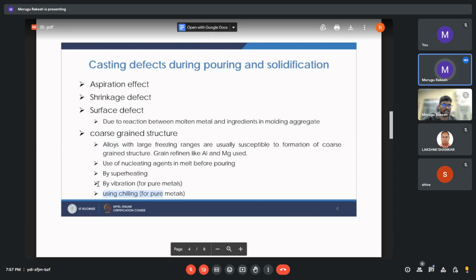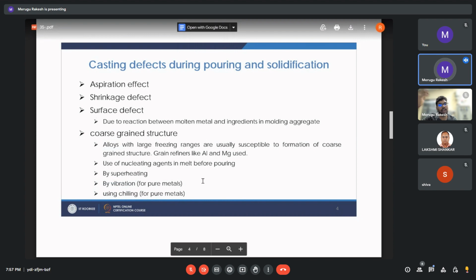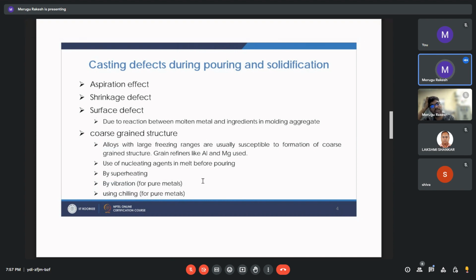or vibrations. What happens with vibration is it breaks the bigger nucleations so that smaller grains will be formed later. Because if there is any big grain forming and you break it, it will break into small pieces, and the small pieces themselves act as nucleating agents. So that is how we can refine the structure.